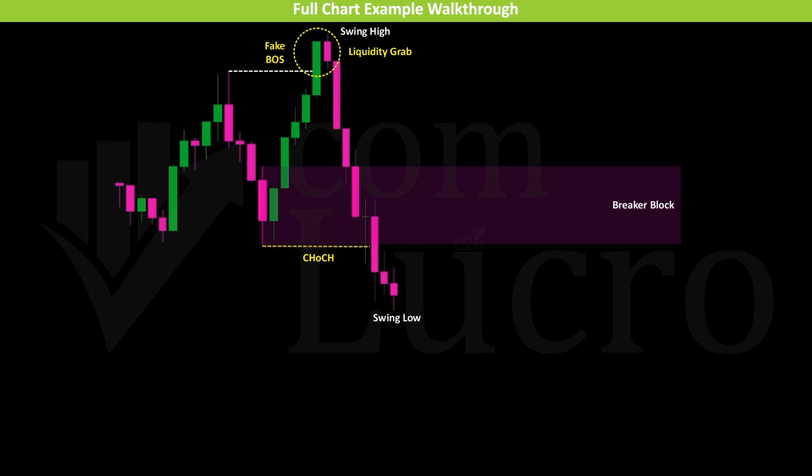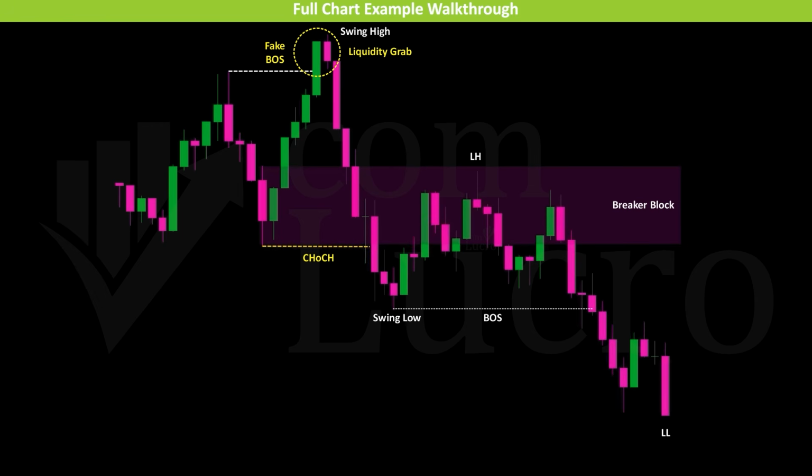Since the market has shown a bearish structure shift and a former demand zone has now turned into supply, we expect the price to reject this breaker block and continue moving downward. As shown, the price first pulls back upward and pauses briefly inside the breaker block. After building up additional buy orders, it gains momentum and resumes its move to the downside.